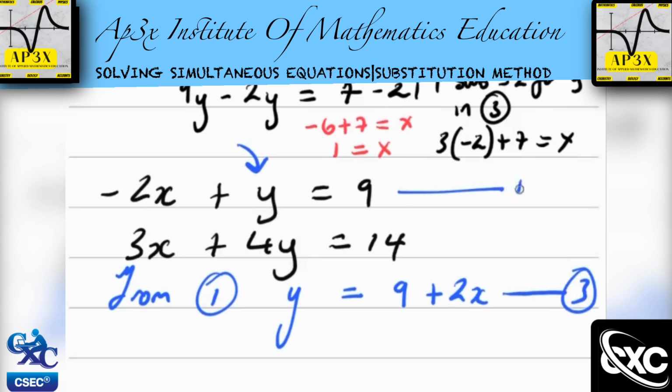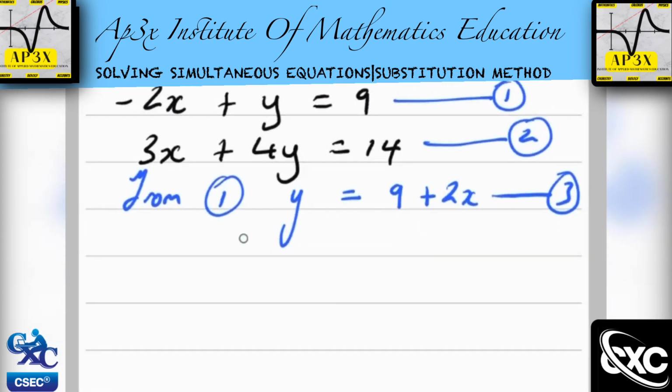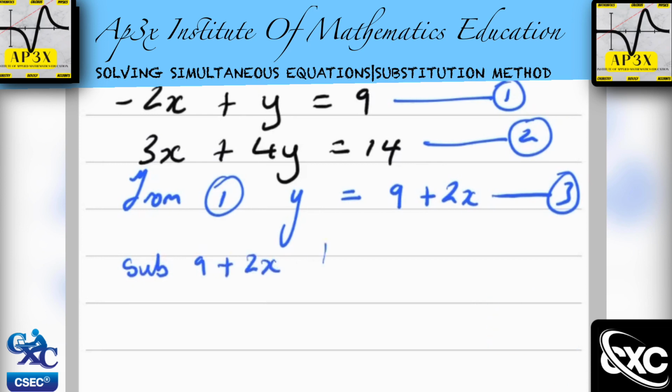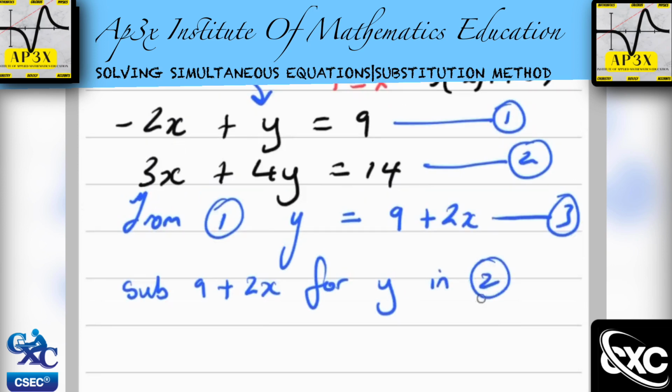Bear in mind that this is equation 1 and this is equation 2. So equation 3 is quite useful when we come to the end of the question. Then I'm going to substitute 9 plus 2x for y in equation 2, because I used equation 1 to create equation 3. So therefore the substitution has to be made in the other equation, which in this case is equation 2.